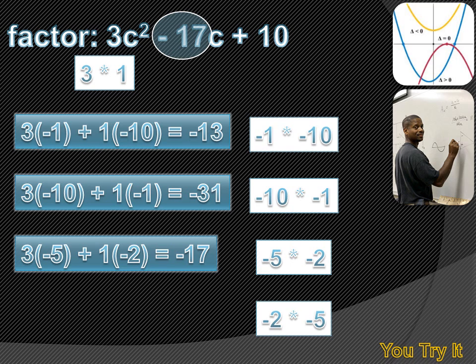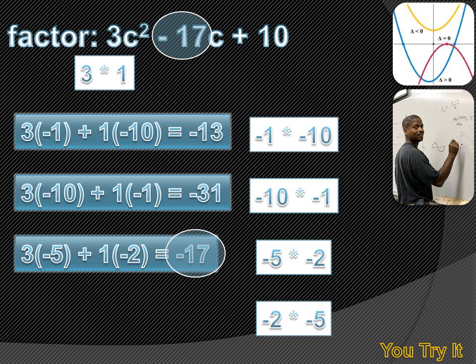Minus 17, oh my gosh, that's my b term. Minus 17 is my b term. So I don't have to go any further. I don't have to check that last one. I know that it's minus 5 times minus 2. Now I just got to put it together with the 3 and the 1.